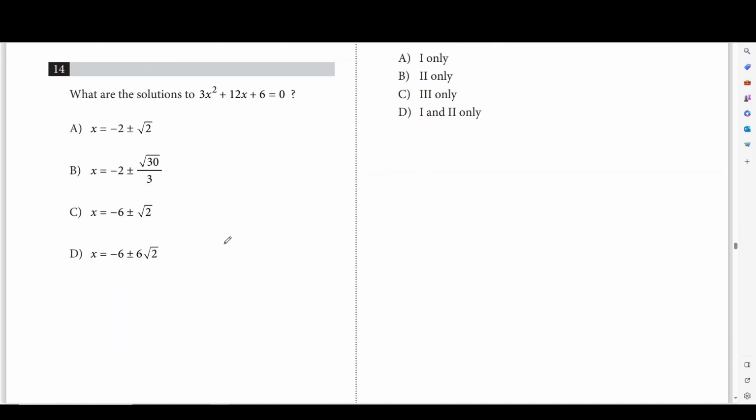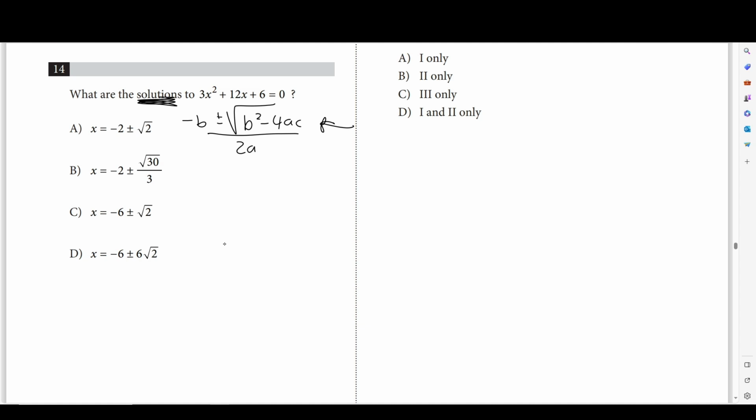So moving on to number 14, it asks us what the solutions to 3x squared plus 12x plus 6 equal to 0 are. And that's going to be pretty easy. Now, if you don't know where to go from here, a very key giveaway is that plus minus symbol that you have here. Whenever you see that plus minus symbol and a radical, automatically think discriminant. Automatically think negative b plus minus radical b squared minus 4ac over 2a. That's the formula. This is the formula to always find solutions.